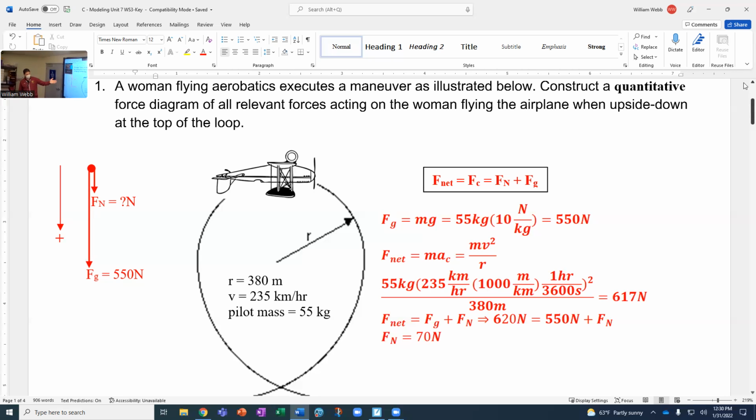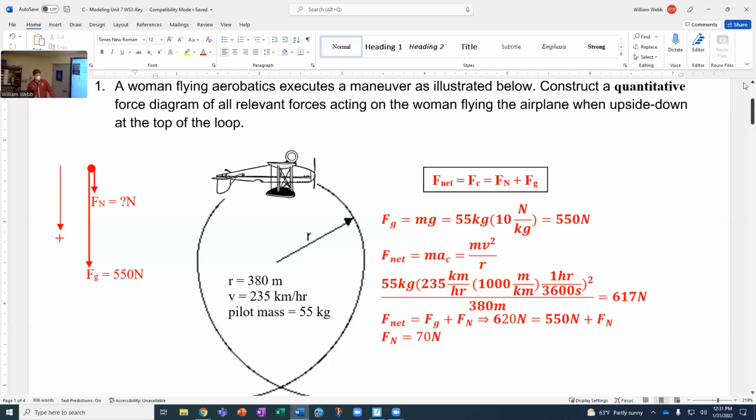And then they put the mass in, they put the radius in, they do that little computation to figure out what the speed is in meters per second instead of kilometers per hour. They square it because it's v squared, and they get 617. Now in the next row, they're just showing, okay, back to the previous thought, net force is not only mv squared over r, it's also the sum of these two. Now I know the net force is approximately 620. We got 617, but they're just rounding because of sig figs. Since the 55 only has 2 sig figs and the 380 only has 2 sig figs, they're just rounding 617 to make it 620.